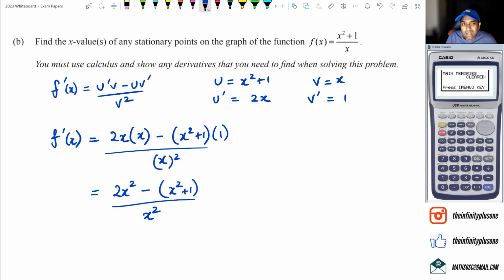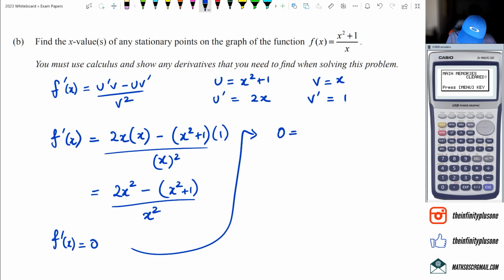And remember that we're going to put this equal to 0 to find out what the x values are, because at stationary points the gradient is equal to 0. So we're just going to put that down, f dash of x equals 0. And I think by this time you just put that in straight away. You don't need to give a reason or anything like that. So we're going to bring it over here.